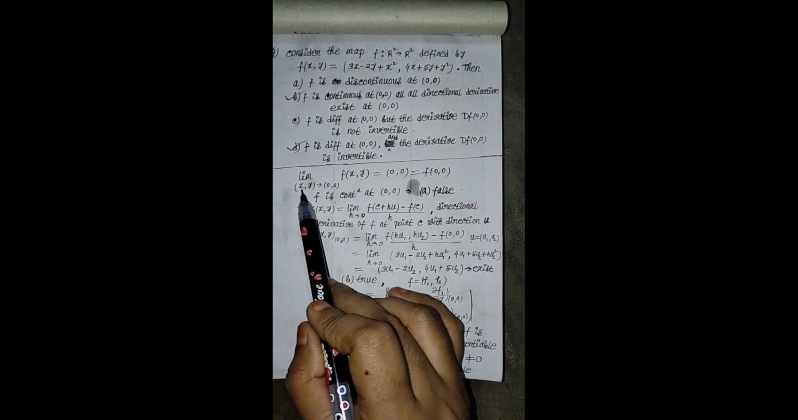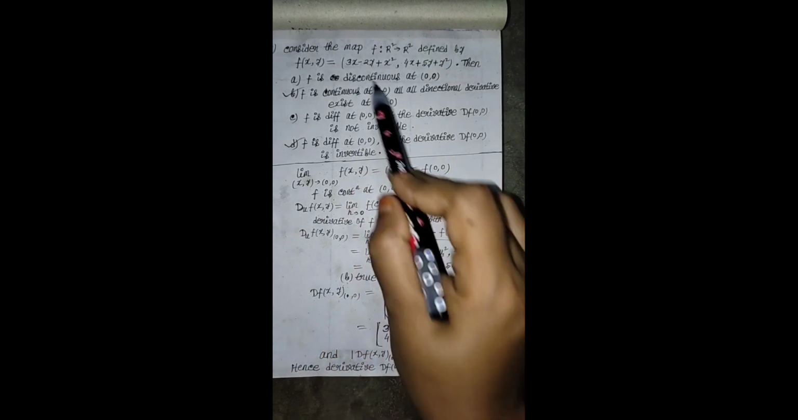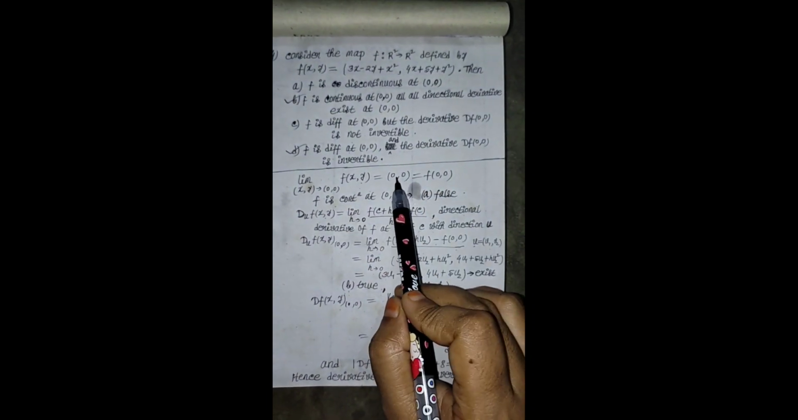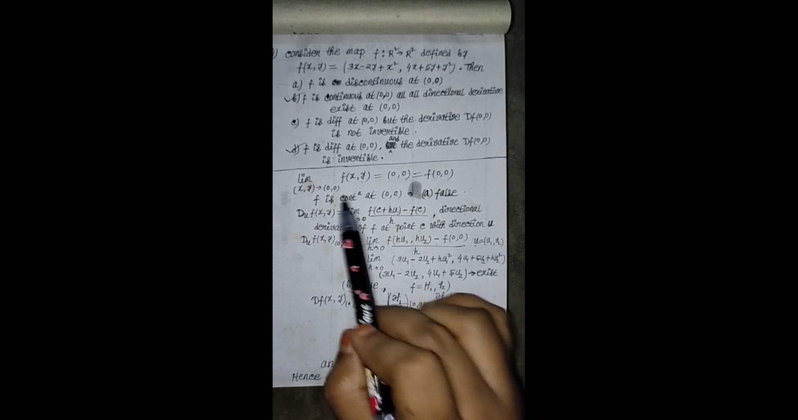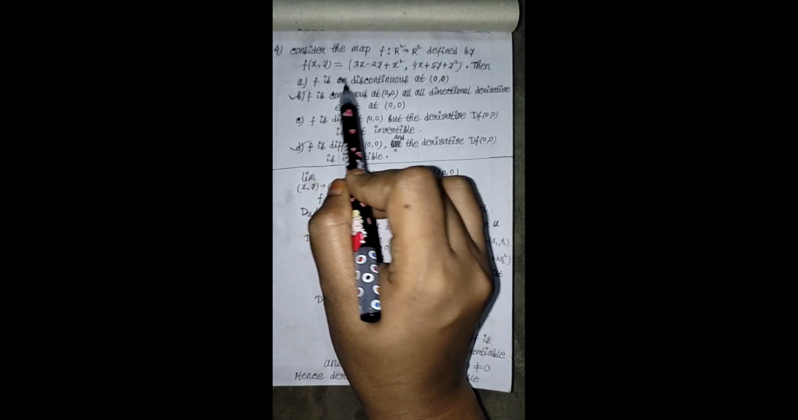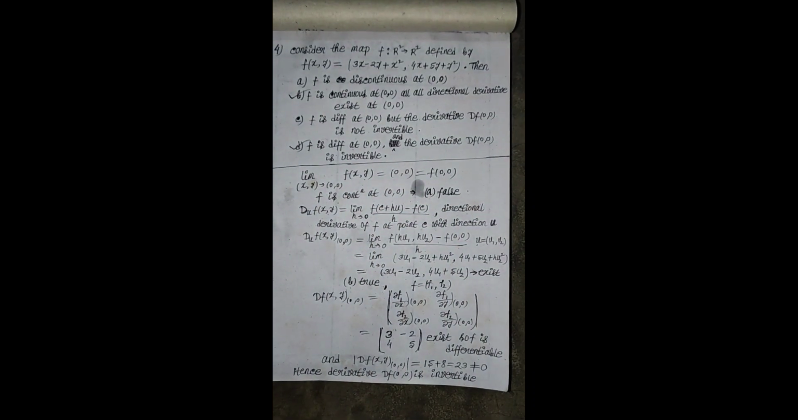We check the limit as (x, y) tends to (0, 0) of f(x, y). If we put x and y equal to 0, then we get (0, 0), that is equal to f(0, 0). So f is continuous at (0, 0). So option A is false, f is not discontinuous at (0, 0).